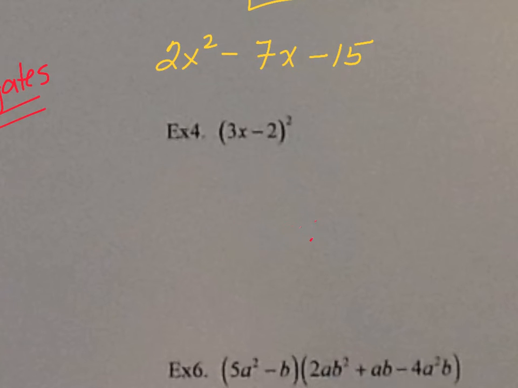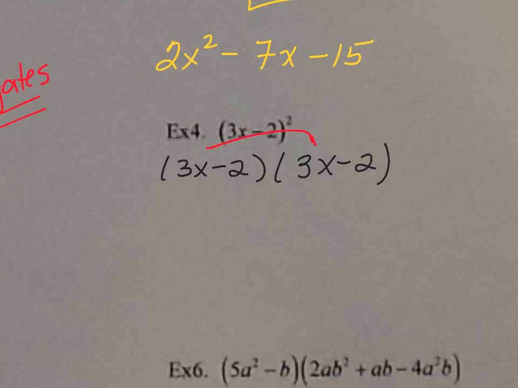That's not what the square means to do. Think about exponents and what exponents mean. A square means to multiply it by itself. So it means to do 3x minus 2 times 3x minus 2. And now we're going to double distribute. And you will see we will not get what I just wrote.